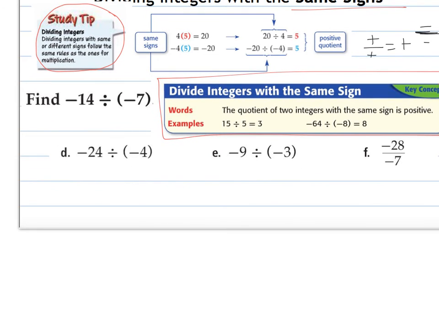So if I'm dividing negative 14 by negative 7, negative divided by a negative is positive, and 7 goes into 14 twice. Negative over negative is positive. 4 goes into 24 6 times. Same sign, positive. 3 goes into 9 3 times. Same sign, positive. 7 goes into 28 4 times.